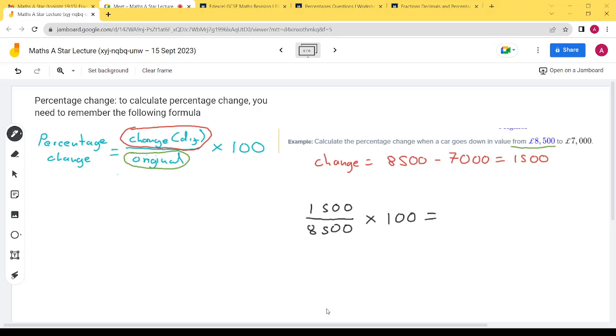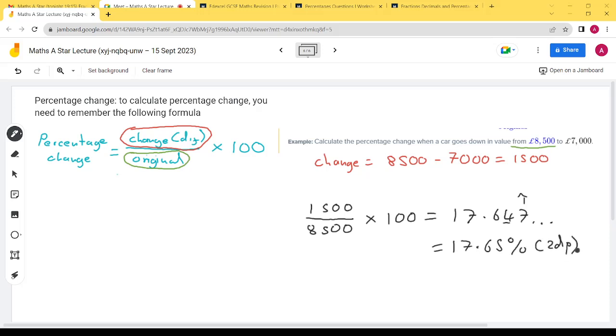It's giving us 17.647... That's not a set rule. If you haven't been told how many decimal points to give something to, my instinct would normally be to do it to 2 decimal places. So our second decimal is 4. The number after it is a 5 or higher, so it equals 17.65% to 2 decimal places.